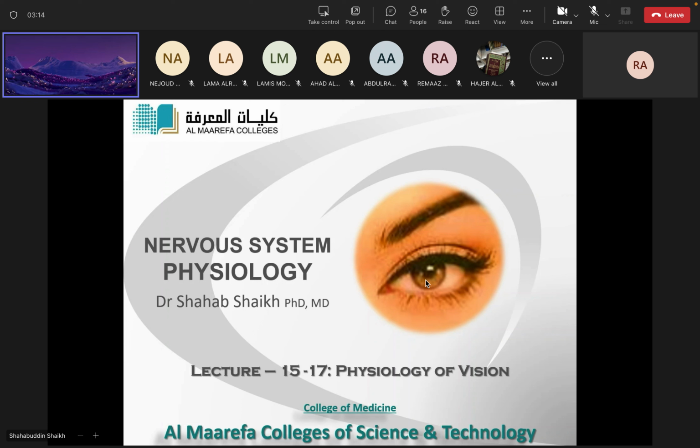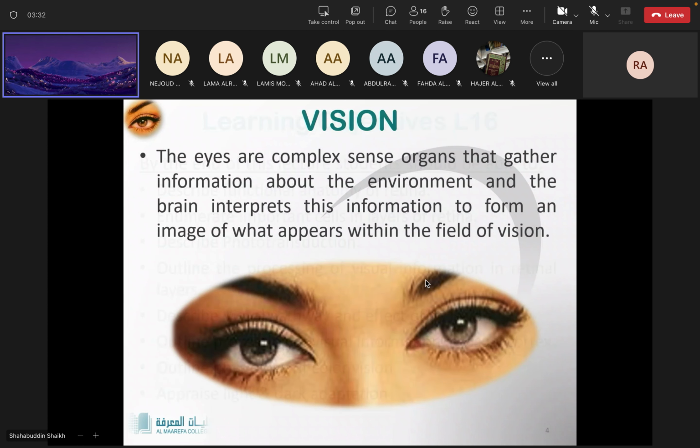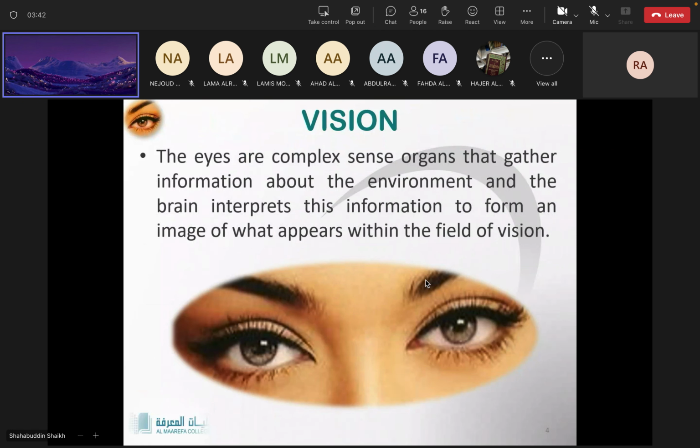This is a big lecture actually, physiology of vision. We'll be covering this in 3 sessions, which are all combined today for online teaching. So this is lecture number 15, 16, 17. In general, these are the learning objectives for all the 3 lectures. Basically, what we are going to discuss in these 3 lectures is how a person is able to visualize his environment, how he is able to see.